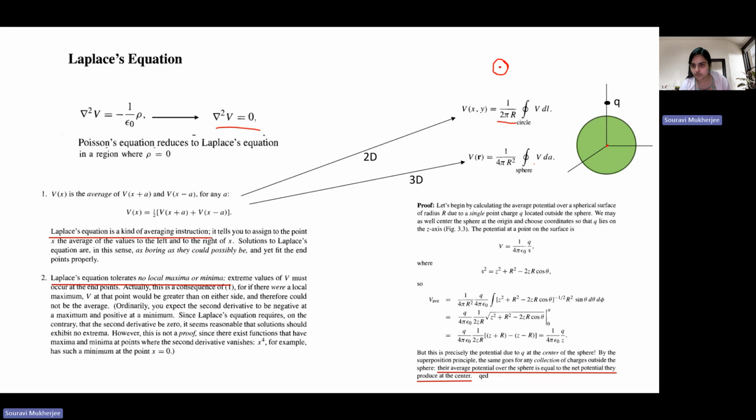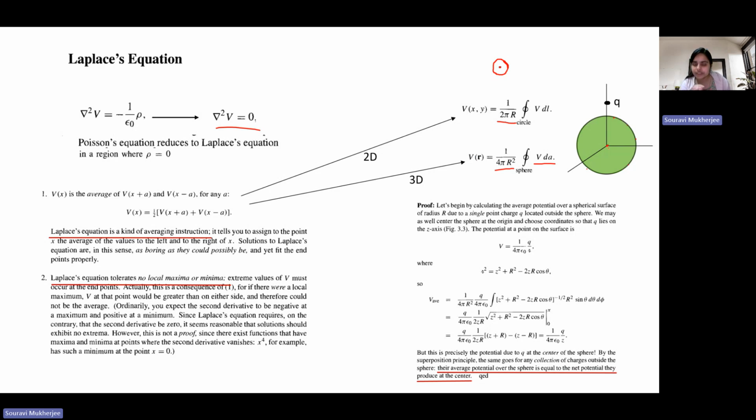So if you do a surface integral over this entire surface of the sphere and divide by 4 pi r squared, which is the surface area, you're basically finding the average of all the points that are there on this surface, right? So you take all the points of potential on this surface, and then the average of that is equal to the potential that you have inside.